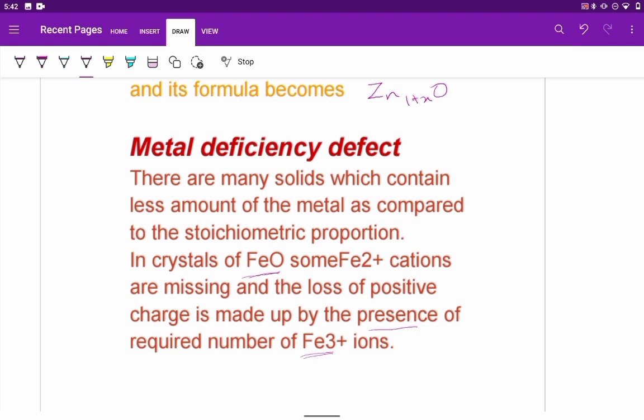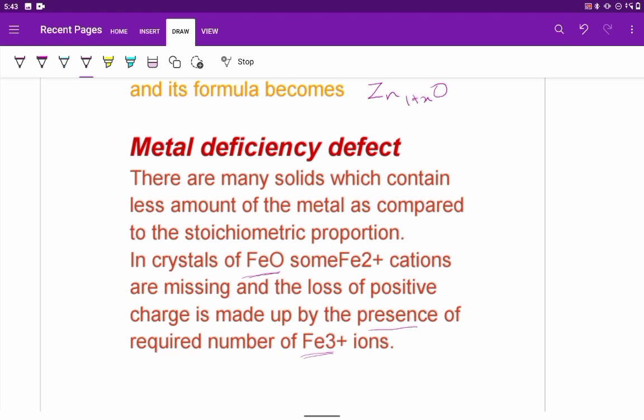See, 3 Fe2+ ions will carry 6 positive charge. 2 Fe3+ ions also carry 6 positive charge. But there is a loss of one cation, meaning loss of this iron. So a typical example is FeO, which is mostly found with a composition of Fe0.95O. It should be FeO, that is Fe1O1, but Fe is less than 1.